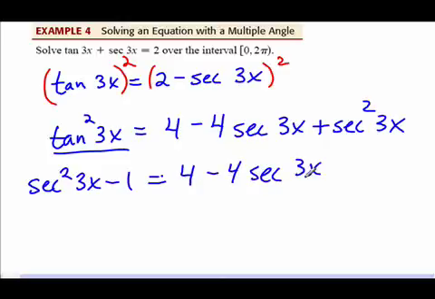I'm just going to recopy the rest of the equation. And what's so nice now is look at that. Secant squared 3x cancels each other out on both sides of the equation. Gone. And now we're down to one trig function.